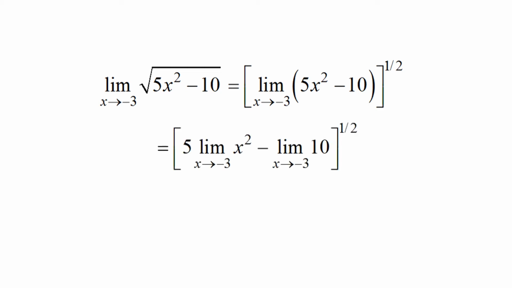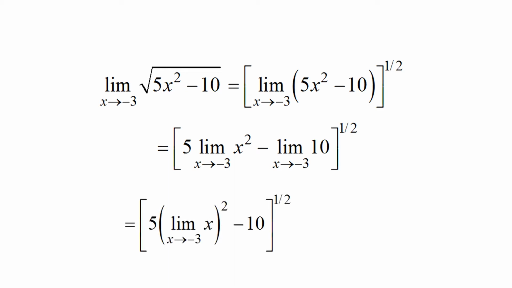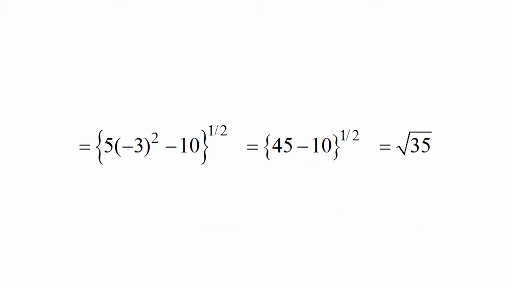which is equal to 5 times limit of x square as x approaches negative 3 minus limit of 10 as x approaches negative 3 to the power 1 upon 2 using constant multiple rule and difference rule, which is equal to 5 times limit of x as x approaches negative 3 whole square minus 10 to the power 1 upon 2 using power rule with n equal to 2 and limit of 10 as x approaches negative 3 is 10, which is equal to 5 times negative 3 whole square minus 10 to the power 1 upon 2, which is equal to 45 minus 10 to the power 1 upon 2, which is equal to square root of 35.